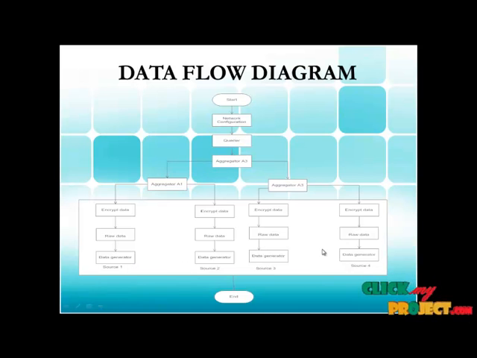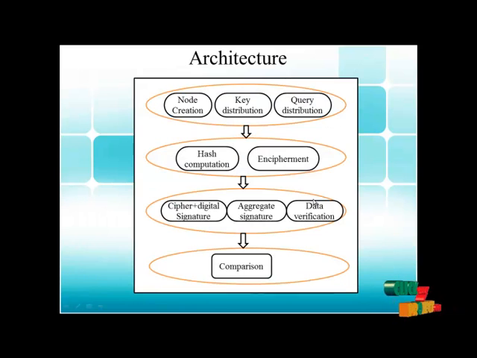Next, the architecture diagram. The architecture diagram is based upon node creation, key distribution, and query distribution. This is based upon base server configurations. Then we go into hash computation and encipherment of our data. Then the enciphered data gets a cipher and digital signature. Those cipher and digital signature values are aggregated into an aggregated signature. That aggregated signature verifies the data, followed by comparison of every node.